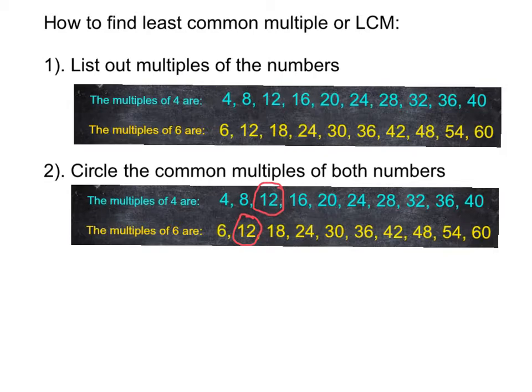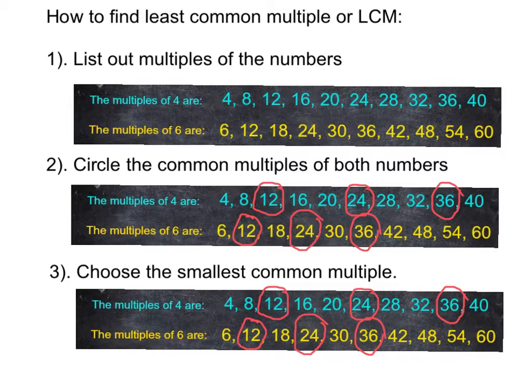Let's see here. Do we see another one? Yes, 24 is a common multiple of 4 and 6. And, oh, there's one more. 36 is also a common multiple of 4 and 6. So there's lots of common multiples of 4 and 6. We could keep going on and on. 48 would be the next one. The next common multiple of 4 and 6. There's lots of them.